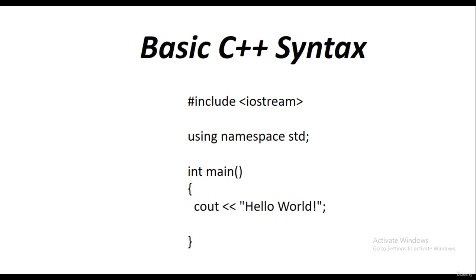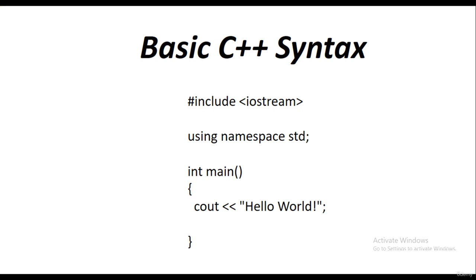Now, one important thing to notice here is the semicolon. The semicolon in C++ is known as the line terminator. Basically, every line of code in C++ ends with a semicolon. If you don't write a semicolon after the line of code, then the compiler will throw an error.